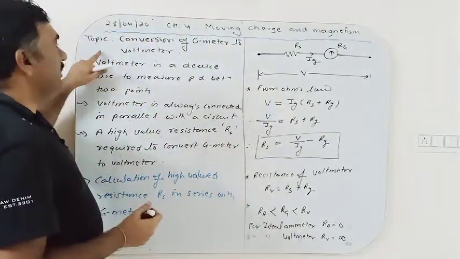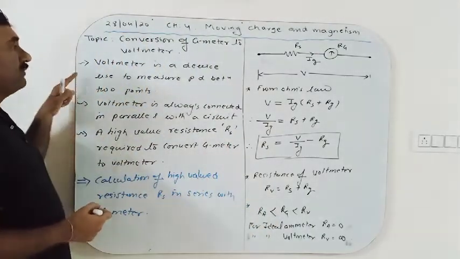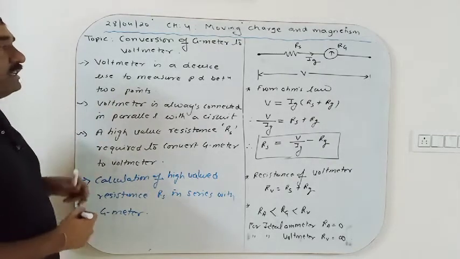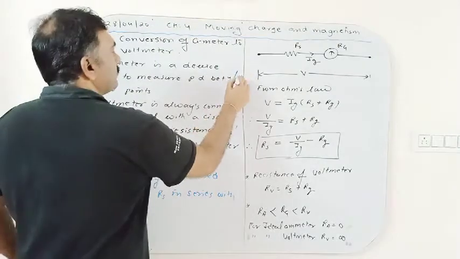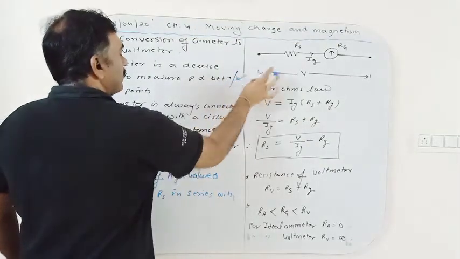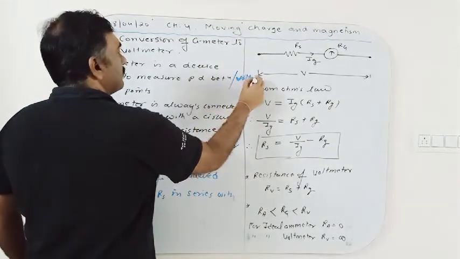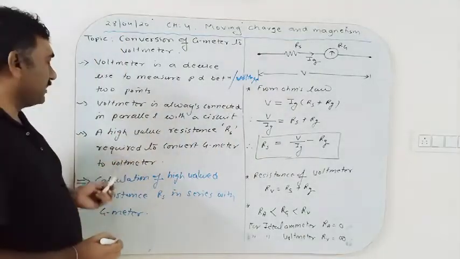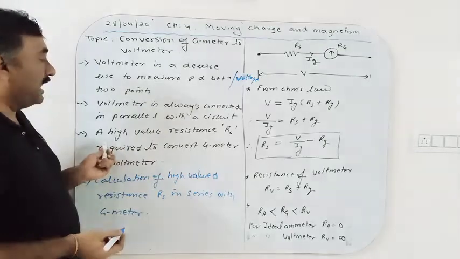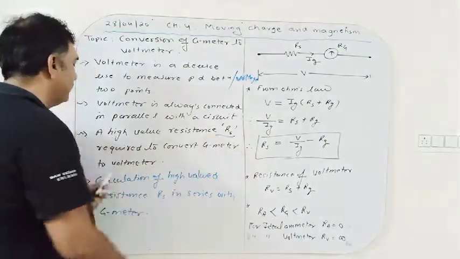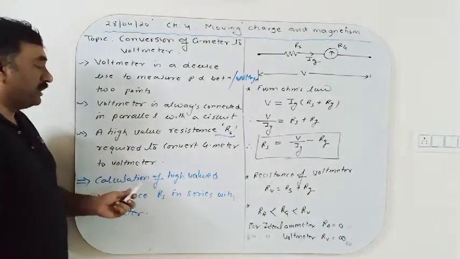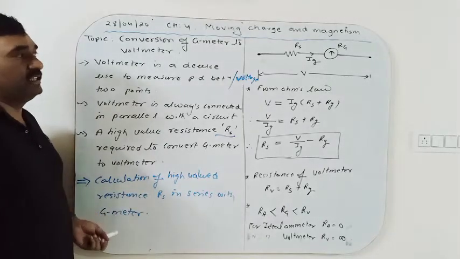Okay, so here conversion of galvanometer to voltmeter. Voltmeter is a device which is used to measure potential difference, or voltage between the 2 points. The voltmeter is always connected in parallel with the circuit. How to convert? A high valued resistance Rs is required to convert galvanometer into voltmeter. A calculation of high valued resistance Rs in series.